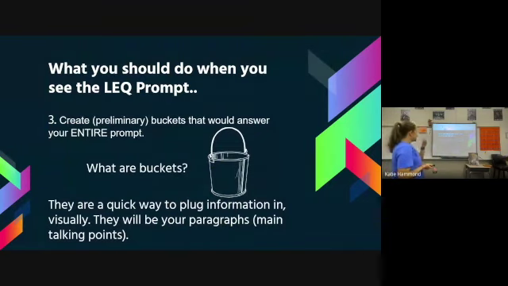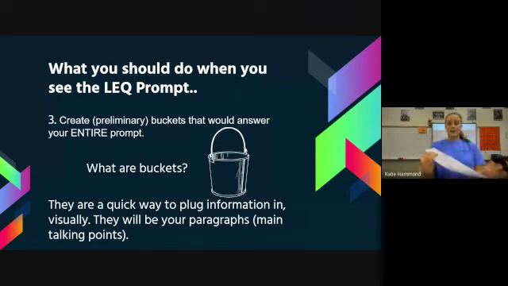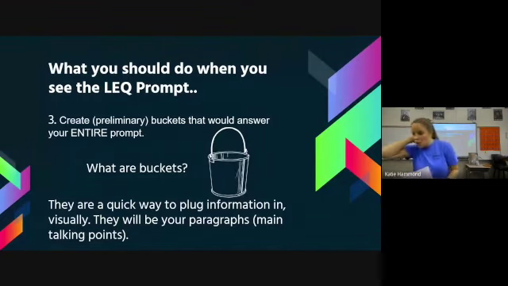All right, next, okay? What you should do next is look at the box that you just created, that word bank, and create what I call buckets. Now, remember, when you write a formal essay or research paper, teachers make you do an outline and all that kind of stuff. This is a timed essay. This is not perfection. Remember, it's about most points in a given amount of time. So we don't have time to have this outline.